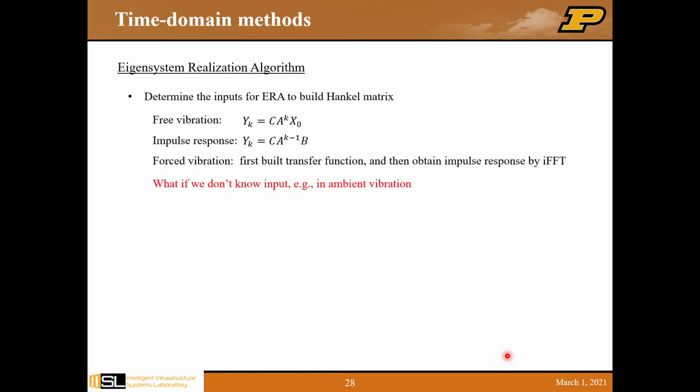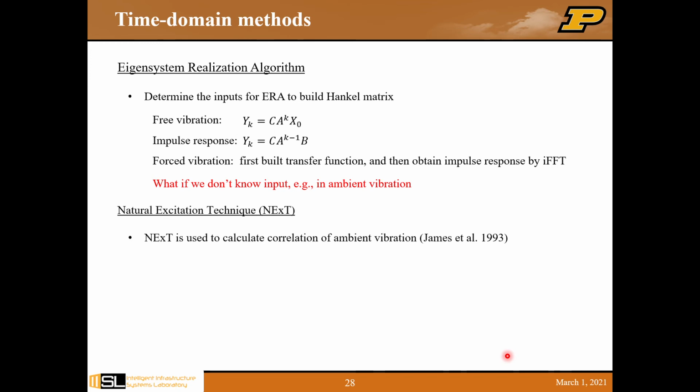But what if we don't know the inputs, especially in ambient vibration, where it is very difficult to measure the inputs? How do we do that? Well, we will study two popular strategies to address that. The first one is the natural excitation technique, also called NEXT. NEXT calculates the correlation of the ambient vibration, proposed by James in 1993.